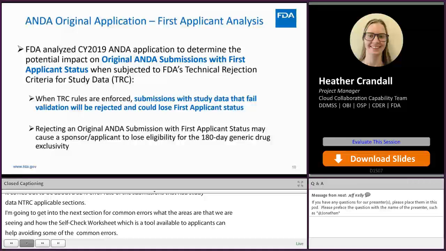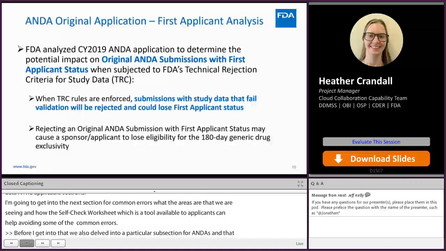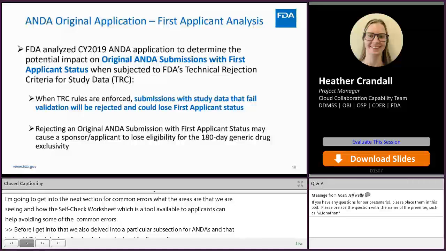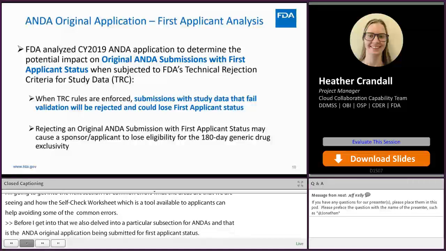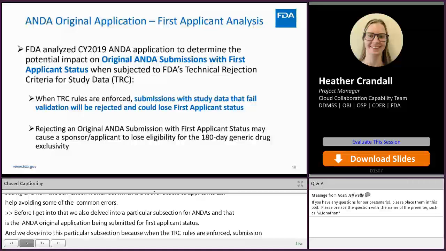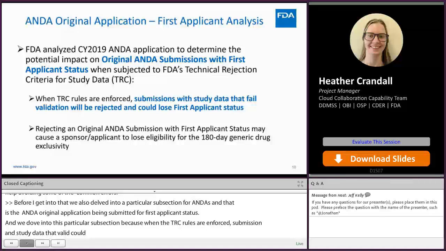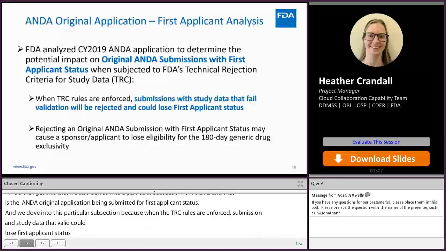We dug into this particular subsection of ANDAs because when the TRC rules are enforced, submissions with study data that fail validation will be rejected and could lose first applicant status. So when we say will be rejected, that would mean that the review division would not see your application. It would be rejected before it gets to the review division.